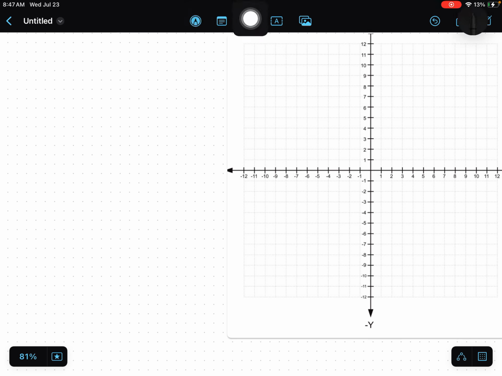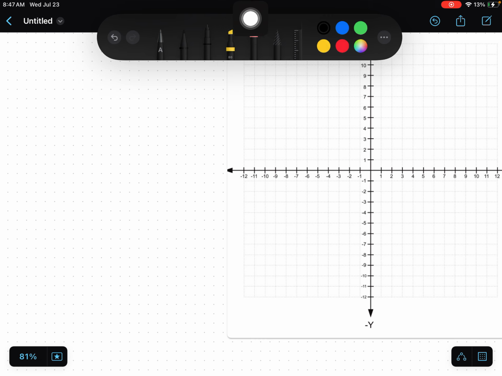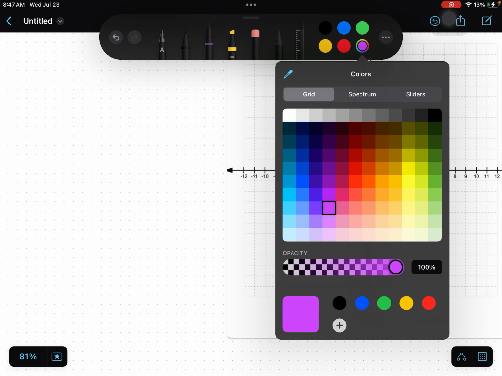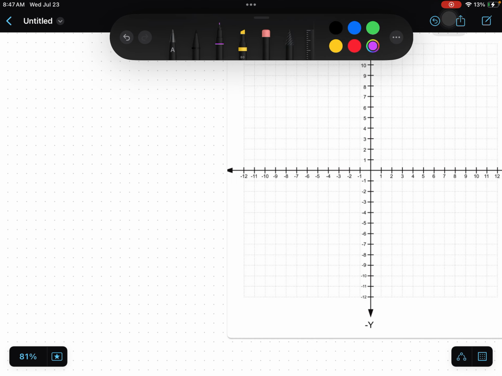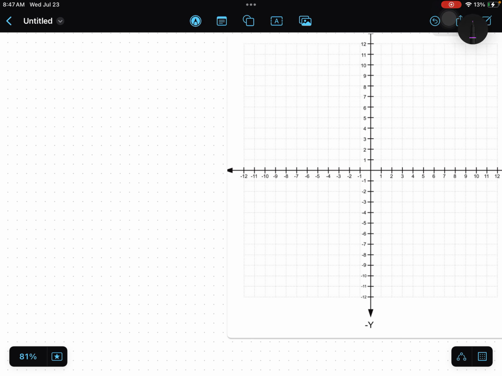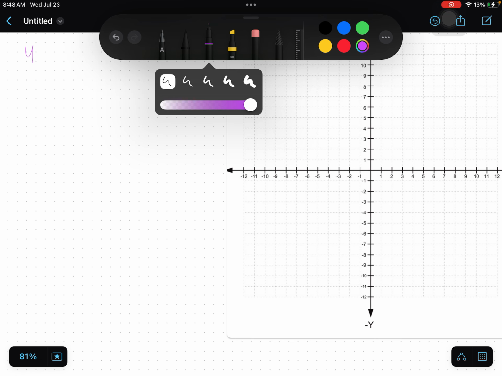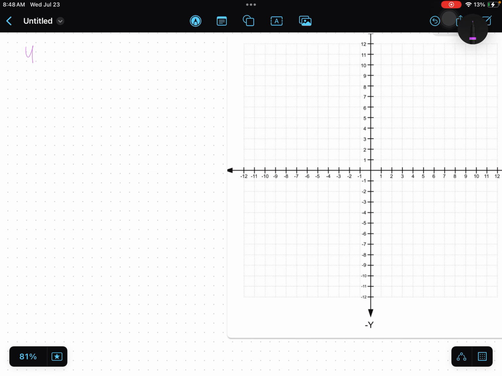Meron tayo, halimbawa, ng... I want to use purple because purple, yes, okay. So, for example, we have y equals x squared minus 3x minus 4. So this is our quadratic function.